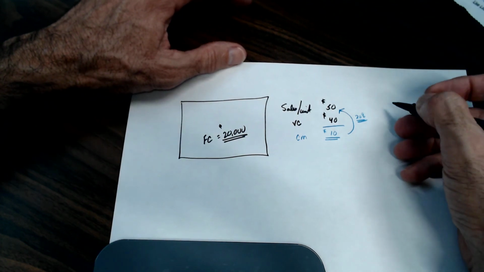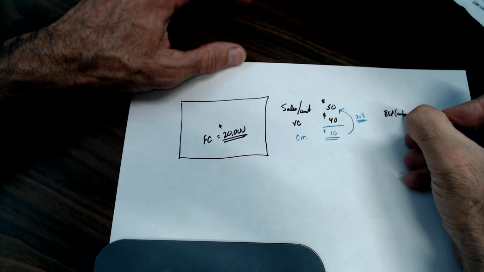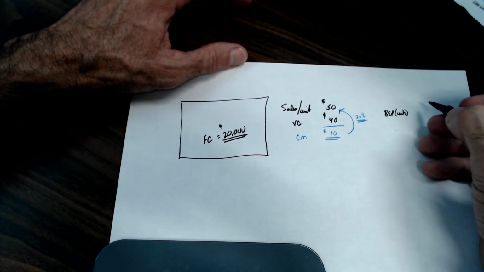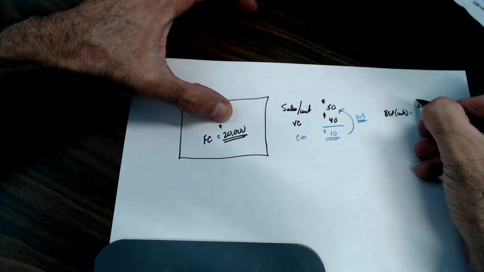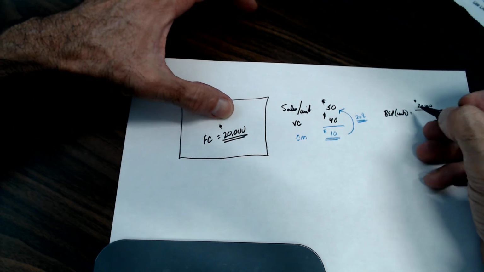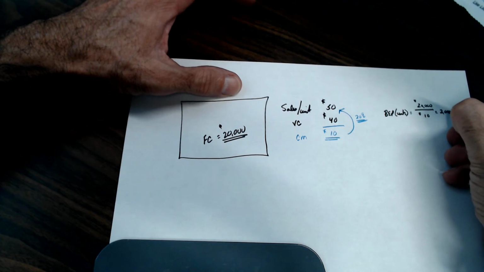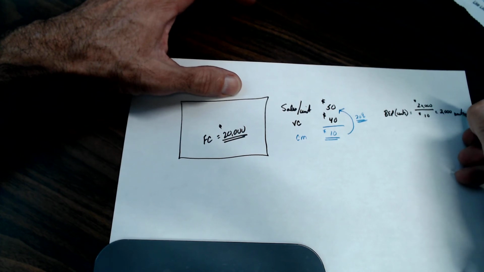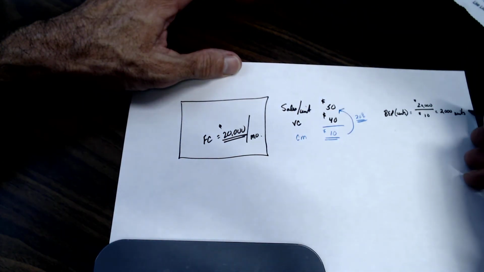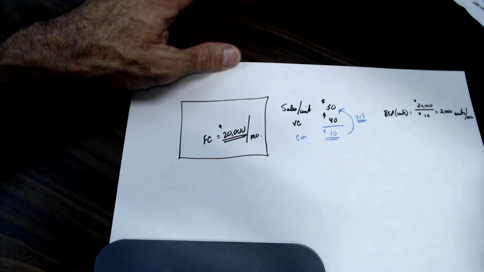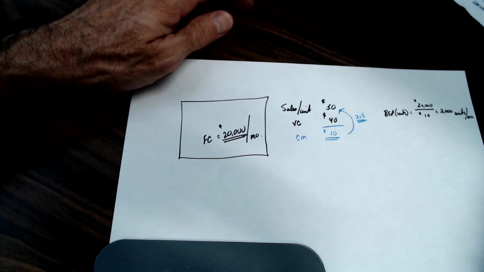First of all, let's calculate the break-even point. Break-even point in units. How many units do I need to sell? Fixed cost divided by $10 per unit. I need to sell 2,000 of these things. If this is per month, I need to sell 2,000 units per month. That's the break-even point.